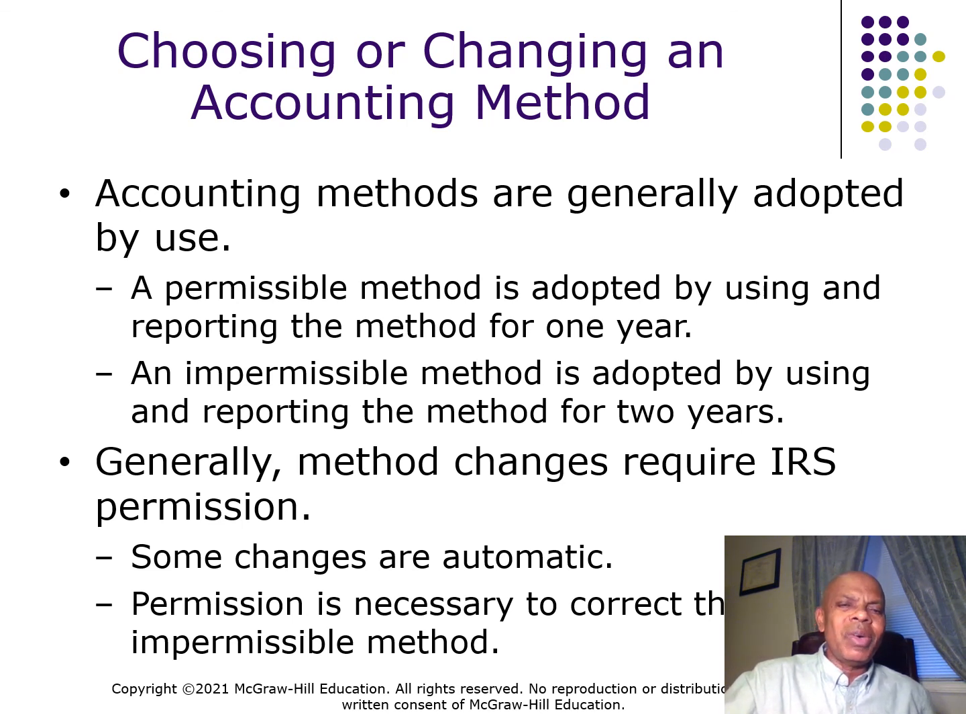Generally, a method change requires IRS permission. You cannot just change from one to another whenever you feel like it. The IRS is going to look at why you're changing it. That's why you need to get permission from the IRS if it changes. Some changes are automatic. Permission is also necessary to correct a wrong method, an impermissible method. So you still have to get the permission.